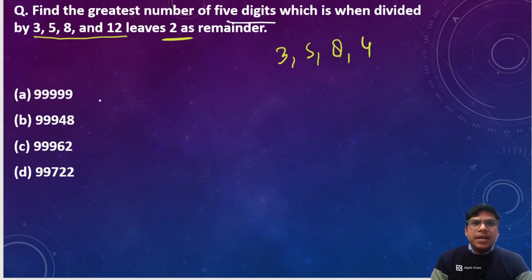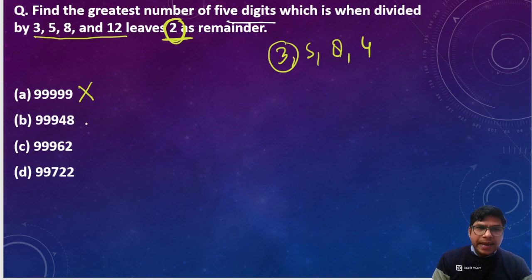So that number will be our answer which gives 2 as a remainder when divided by these numbers. First of all, we have to use 3 as a tool. What is the divisibility rule of 3? The sum of digits must be divisible by 3. But when we divide the given number by 3, the remainder must be 2. If we see the first option, it is exactly divisible by 3, so it cannot be our answer because the remainder must be 2.